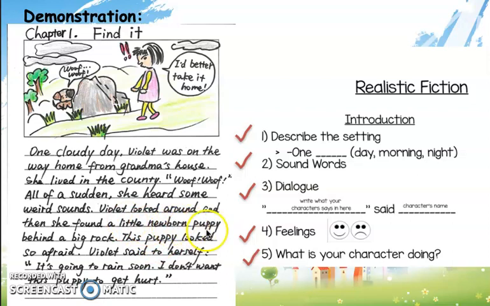Also the last. When you finish your introduction, don't forget to make a title for your beginning part. For example, I made Find It as a title for my introduction because my character finds a puppy at the beginning, right?